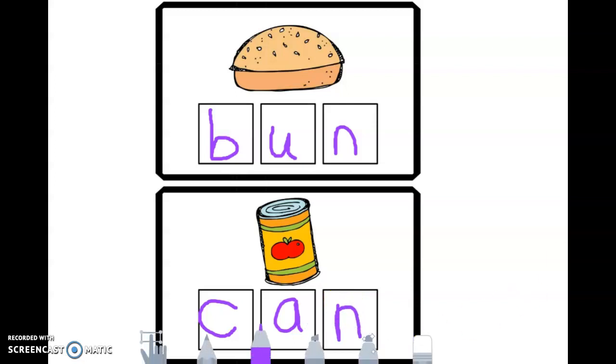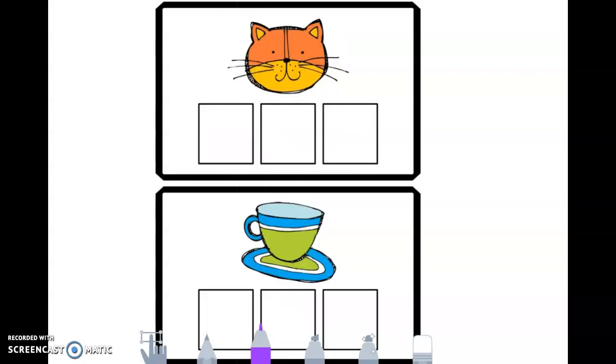Now I'm going to show you a few more, and you're going to have time to segment and write the letters on your whiteboard. Cat, k-a-t. Write the letters of the sounds you hear. Did you write C-A-T for cat?